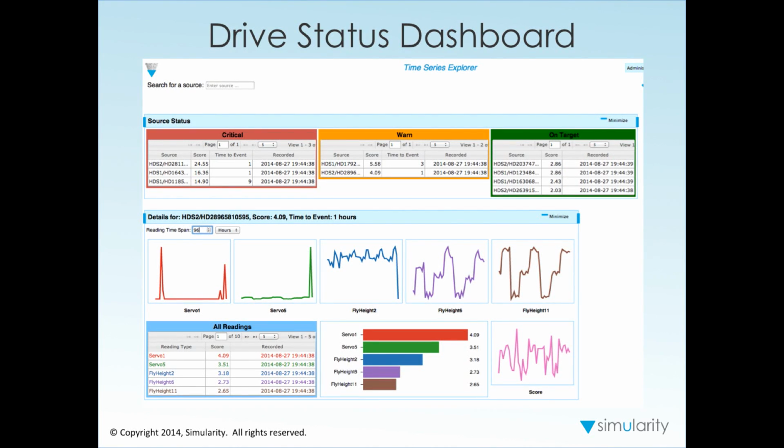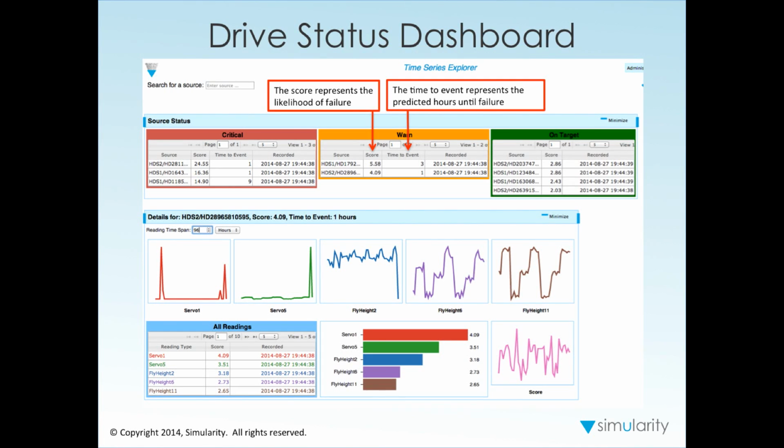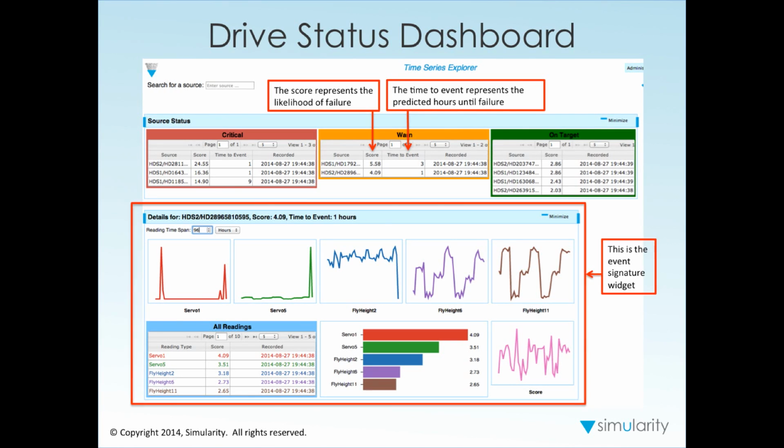So here we have a drive status dashboard, and we are monitoring all of our drives, and the summary status is up here for all of our drives. And the score here represents the likelihood of failure. And you'll notice that we also have a time to event that represents the predicted hours until failure. What we did was click on one of these failed drives up here that are in the critical state with only a 1 hour time to event, and this here is the event signature.